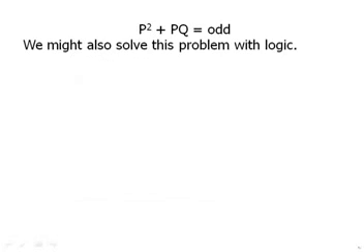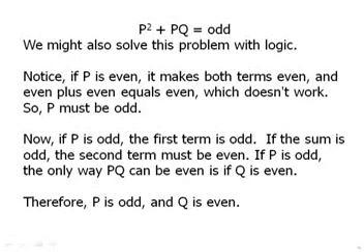We might also solve this problem using logic. Think about it this way. Notice if p is even, it automatically makes both terms even. Then we get even plus even, which equals even, and that doesn't work. There's no way we can get an odd number from even plus even. So therefore, p has to be odd.